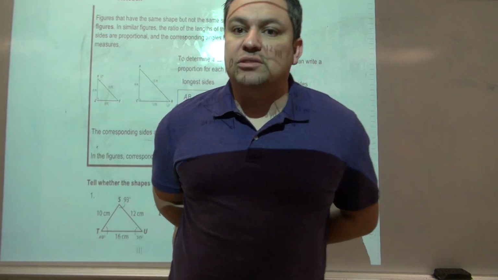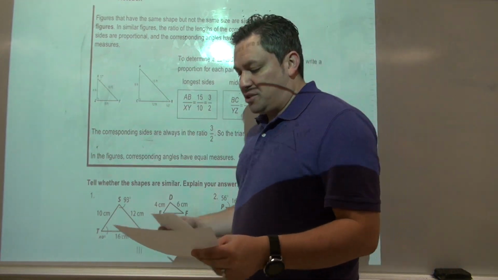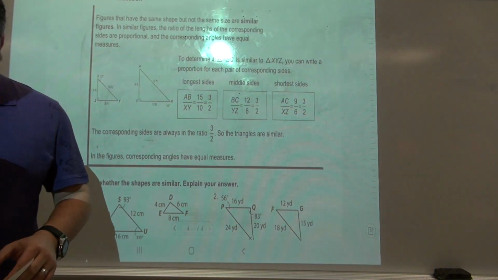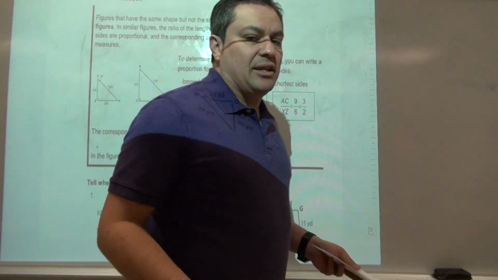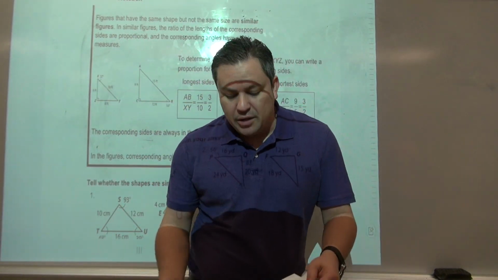Today we're going to talk about similar shapes and proportions. Okay, just a little reminder about what similar shapes are.